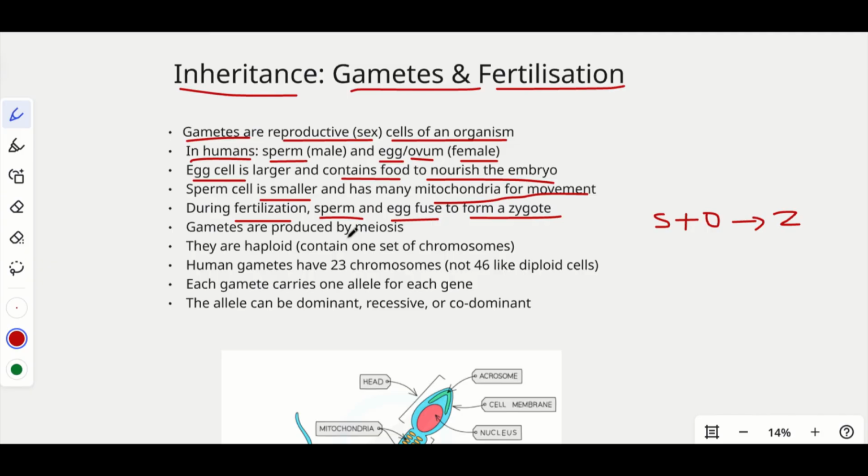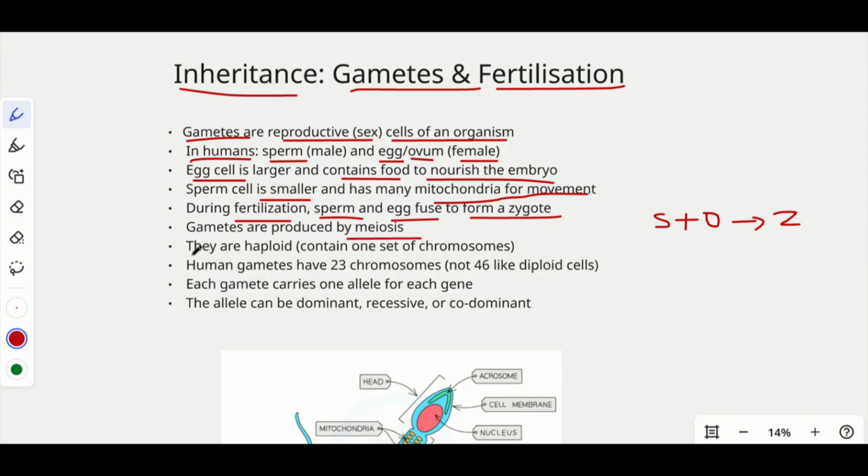Gametes are produced by meiosis. So there is a process called meiosis. What is the process of meiosis? Why do we need meiosis? Any idea? Basically, meiosis is a specialized two-stage cell division, right? It is a process in sexually reproducing organisms that reduces the chromosome number by half, producing four genetically diverse haploid gametes, sperm or egg cells, from one diploid parent cell.